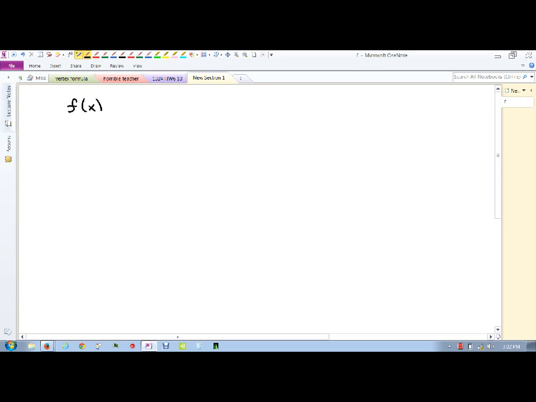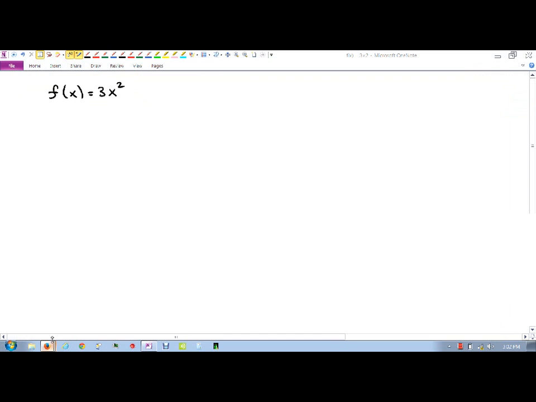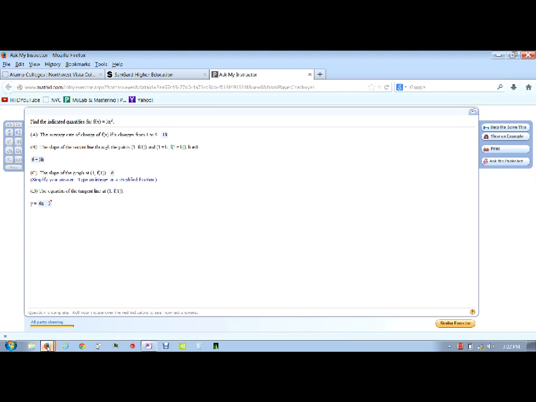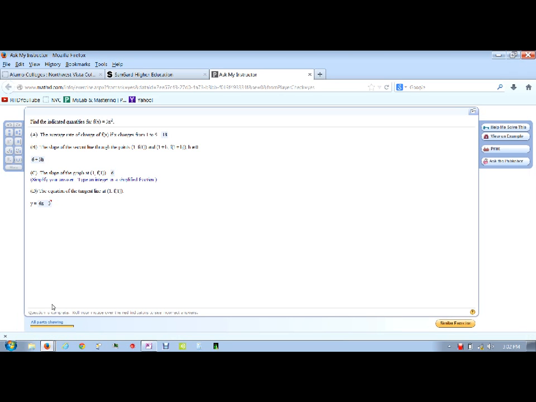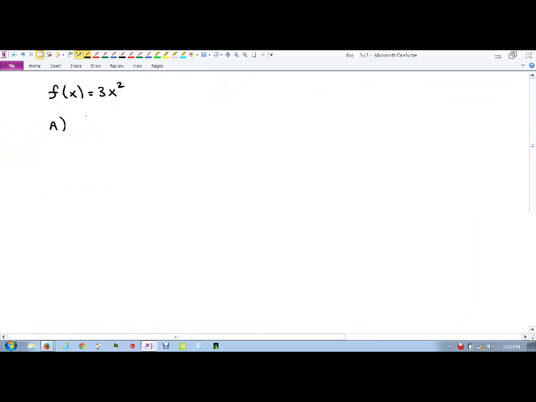So first of all, the function is this, 3x squared, just double checking there. And the first part A, we want to know the slope of the secant line through the point, geez, I should probably just keep this up, when x changes from 1 to 5. So we basically want to know when x is 1, x is 5.